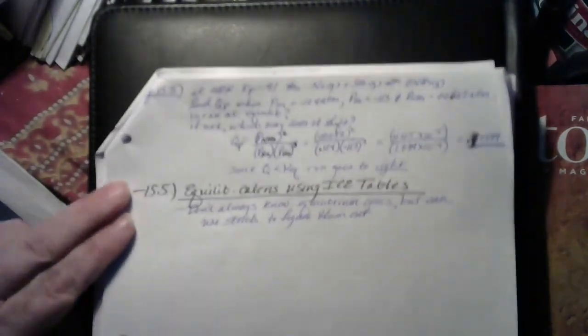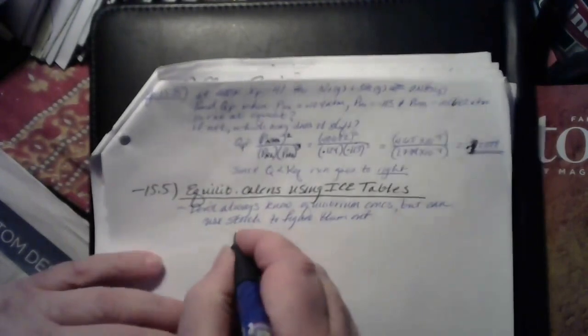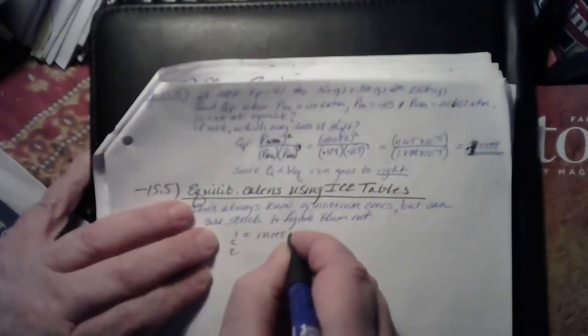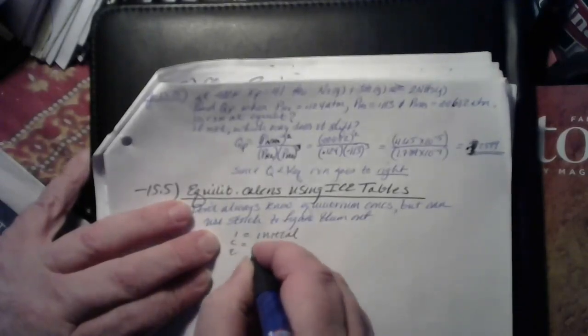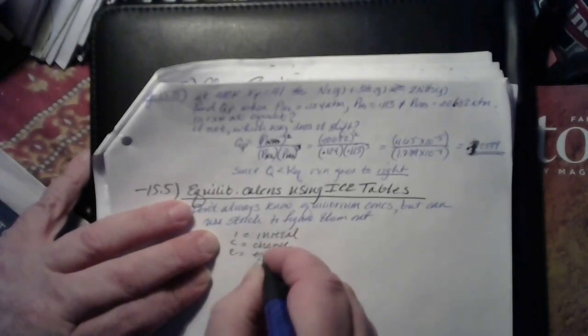Okay. So hopefully that makes sense. The next section, I'll give you a little preview here, is about using ICE tables. What ICE stands for is initial, change, and equilibrium.